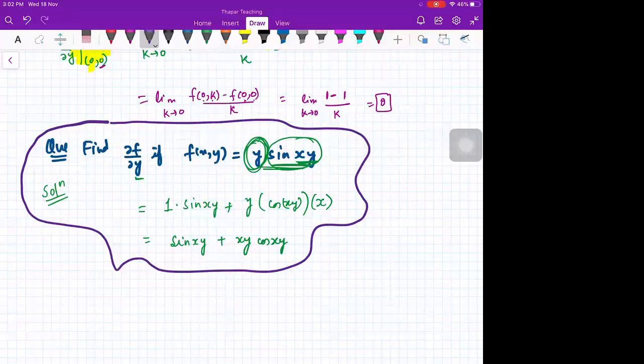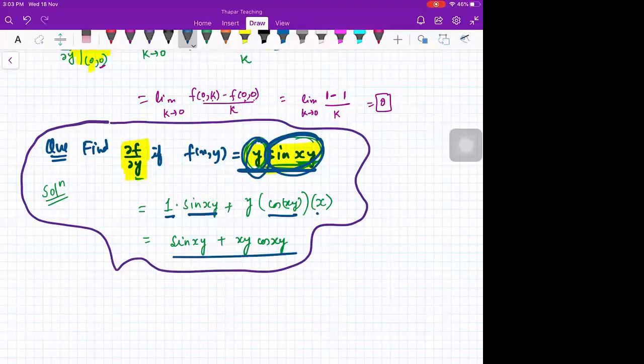Okay. So again, I will explain. You are given this function and you have to find the partial derivative with respect to y. So you just treat x as a constant. Because you have y into sin xy, you use the product rule. First, you will differentiate y, that will be 1, into sin xy as such, and then you will differentiate sin xy, that is cos xy into x, and y as such. So this is your answer. Right, ma'am?